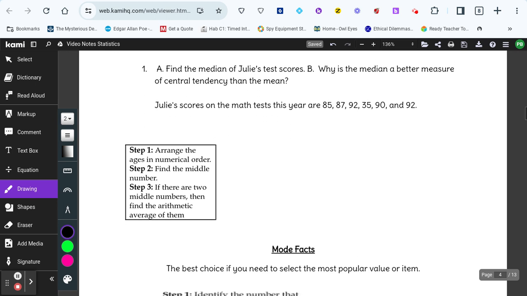All right. Finding the median of Julie's test scores. That's what you want to do. First, find the median of Julie's test scores. B, why is the median a better measure of central tendency than the mean? Everybody should know it's going to be because there's an outlier.